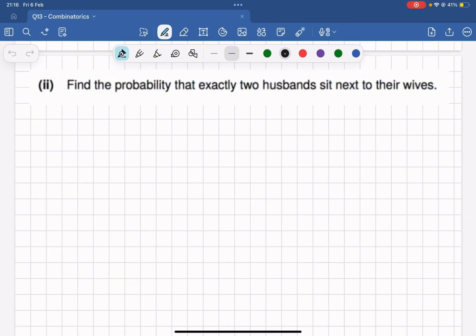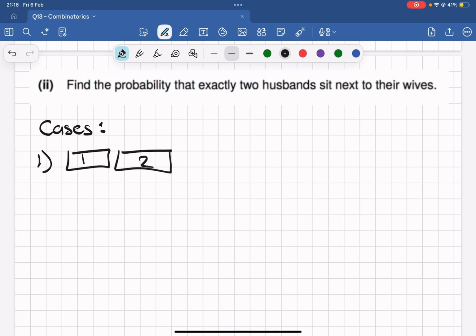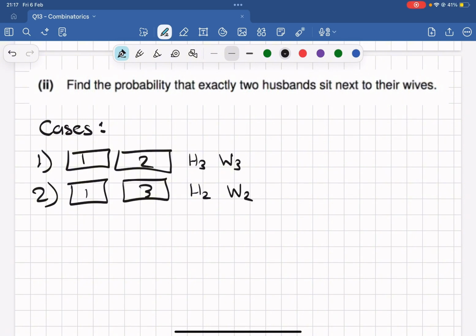Find the probability that exactly 2 husbands sit next to their wives. Alright, so there are a few cases we can consider here. Let's write them down, cases. Case 1, we can say, is when we have couple 1, couple 2 together, and then we have husband 3, wife 3 on their own. Case 2, let's take couple 1, couple 3, and we can have husband 2 and wife 2 on their own.